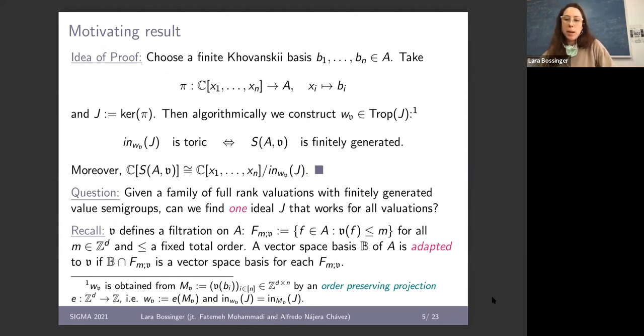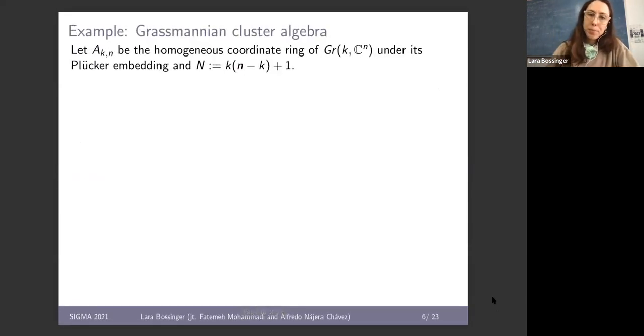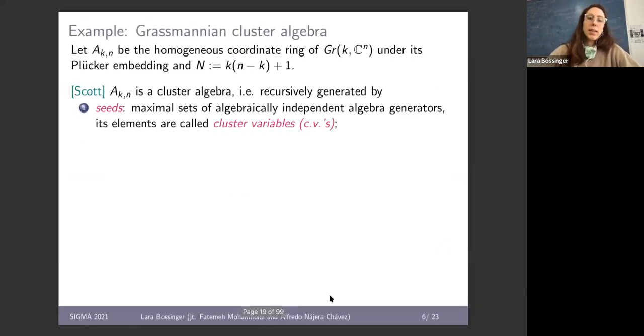So then let's move on to the Grassmannian, and in particular its cluster structure. I will be studying the homogeneous coordinate ring of the Grassmannian with respect to its Plücker embedding, or the Plücker algebra. And it's well known by now, due to results that were first written up by Scott, that for every k and n, this Plücker algebra is a cluster algebra.